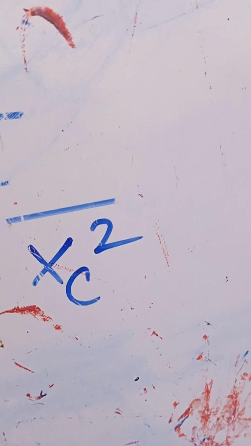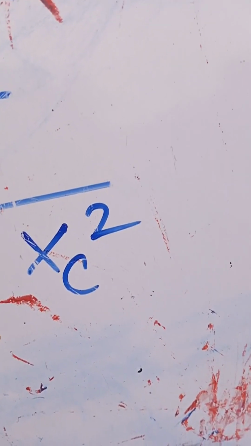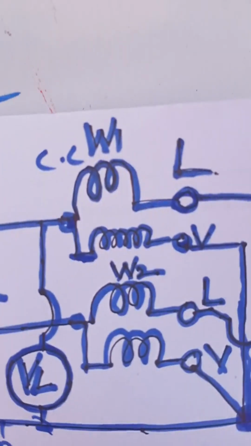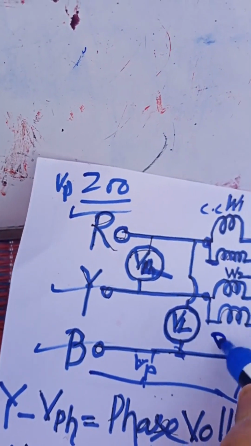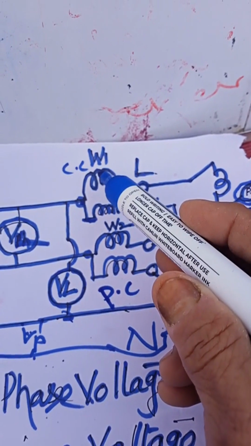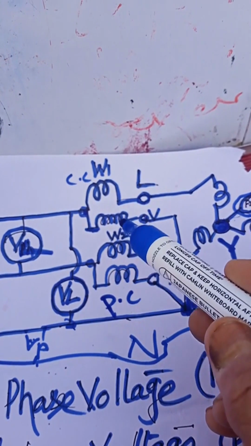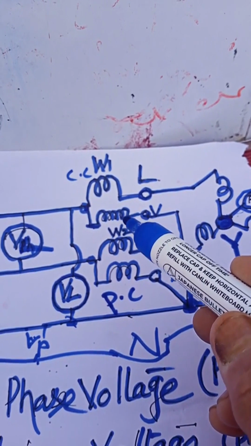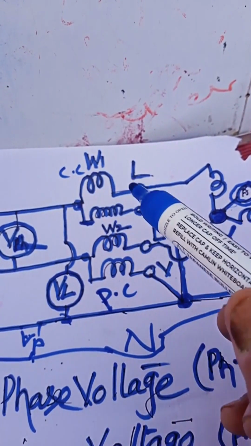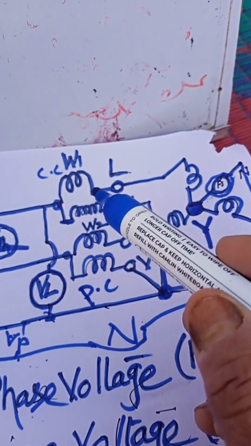Wattmeter has two coils. One is the current coil, another is the pressure coil. Current coil CC, pressure coil PC. You see, the current coil has fewer turns. It has low resistance, and the pressure coil has a higher number of turns. It has high resistance. So in this way, you have to connect the current coil.